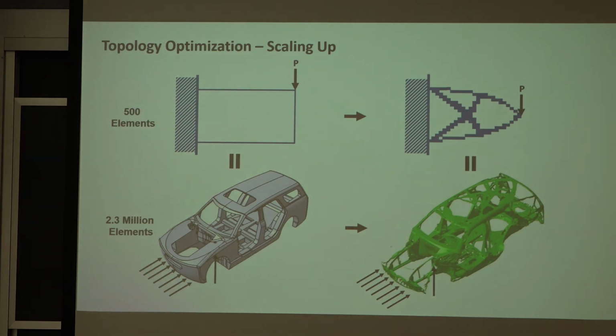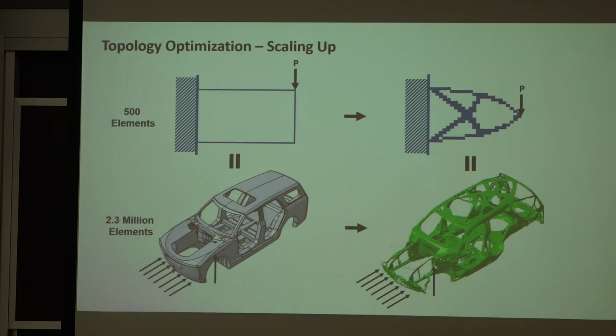You can go from 500 elements to 2.3 million elements. So what you're seeing right here is a body structure of an SUV. This is a project I was responsible for at Chrysler. We were trying to find a process to minimize the weight of body structures. We were given this design envelope for an SUV. This came from one of the styling studios.